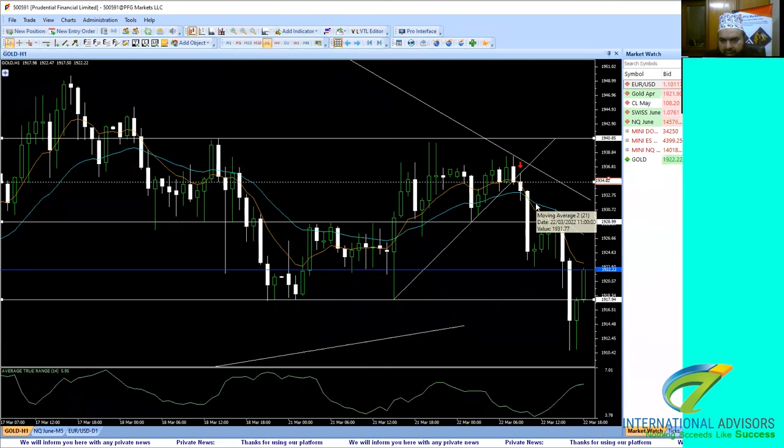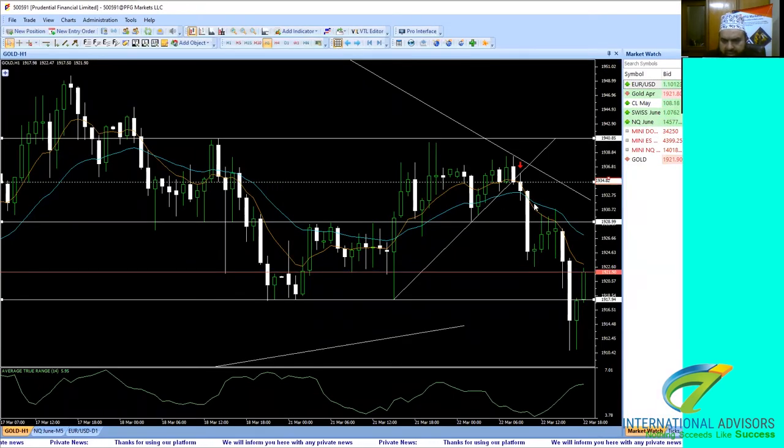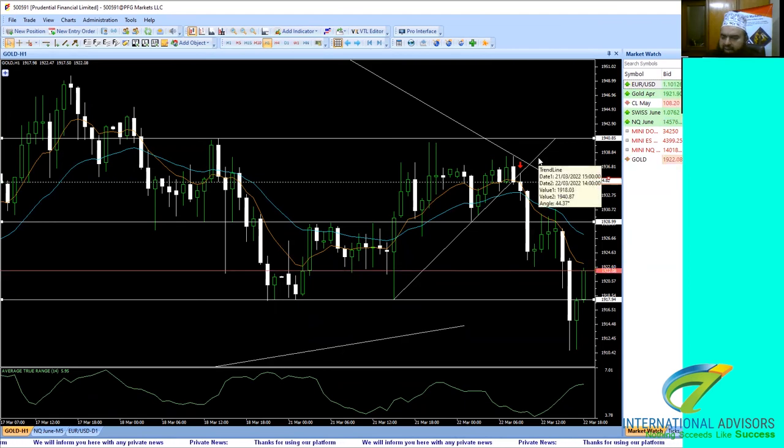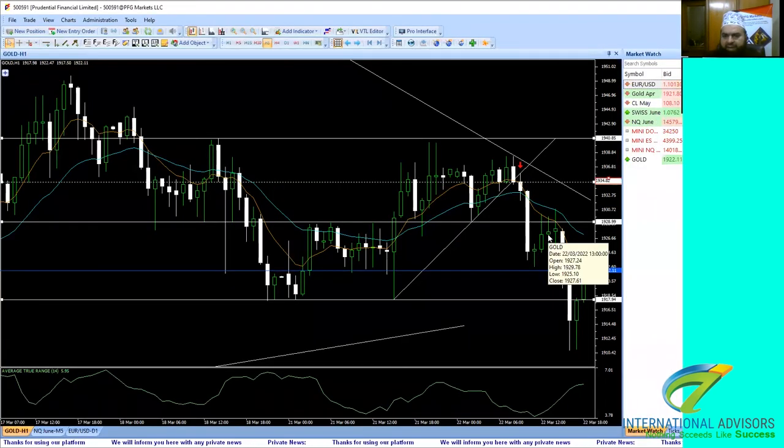Okay. Now what we have to see with this, we have to look for the possible crossovers. As I told you, the more reasons we have for any trade, the more it makes a rational trade plan.